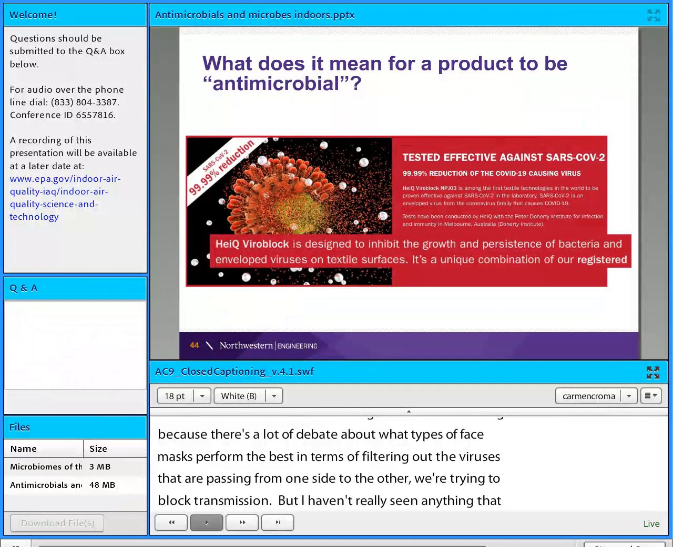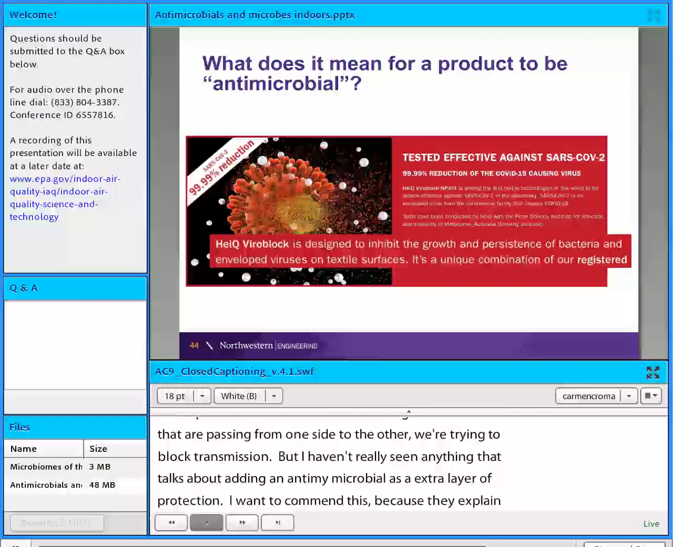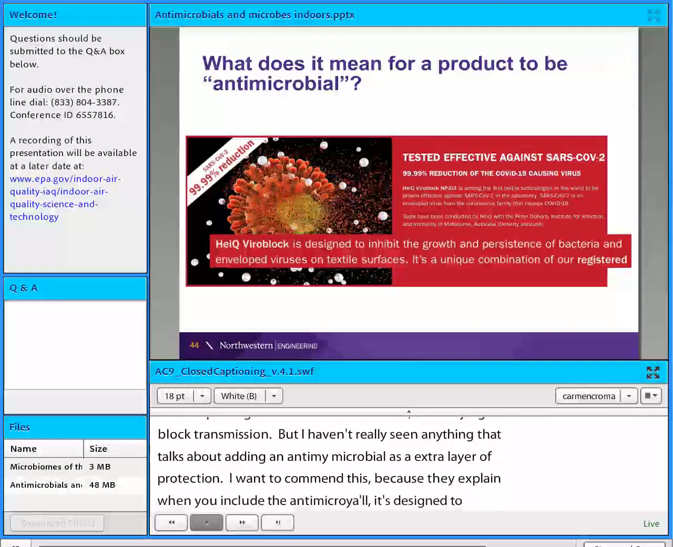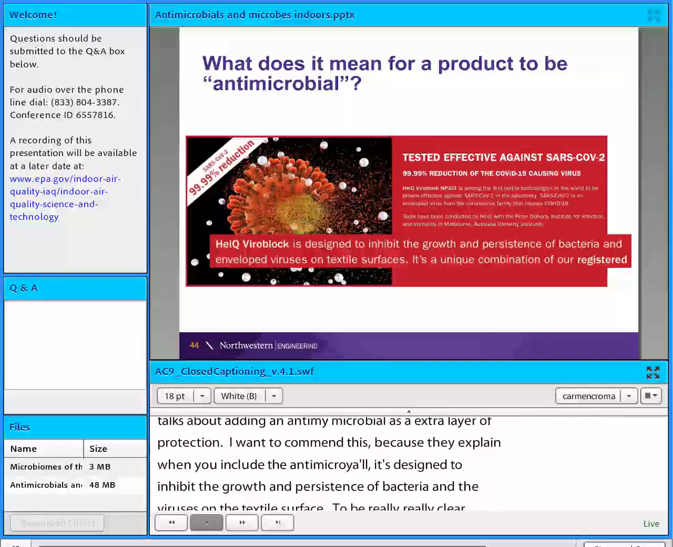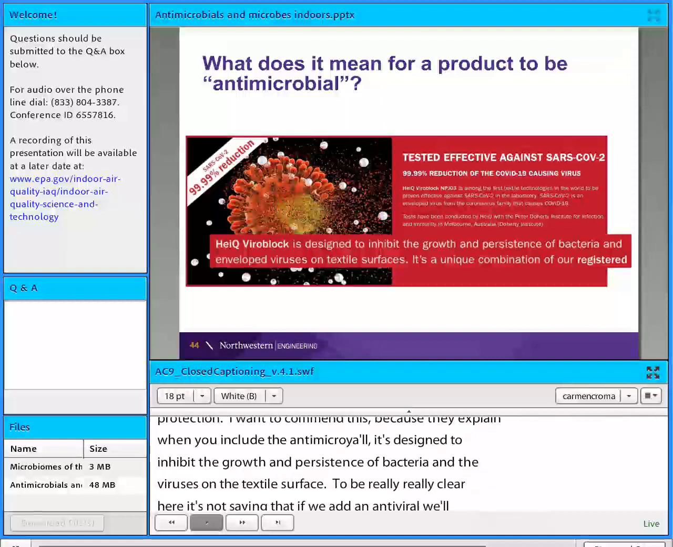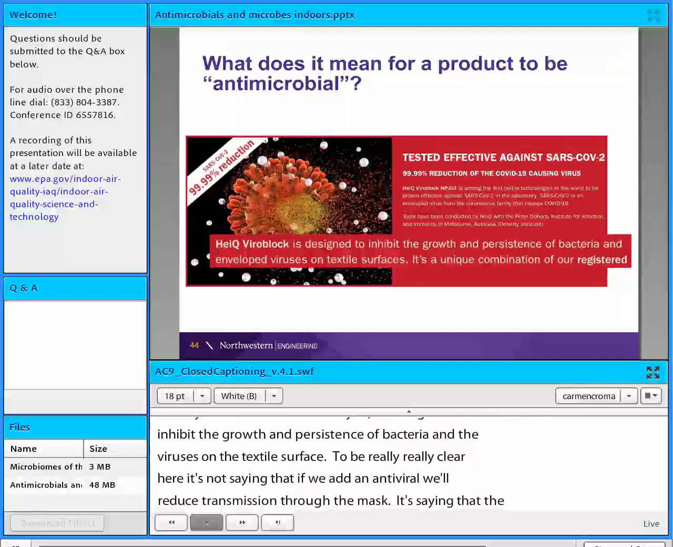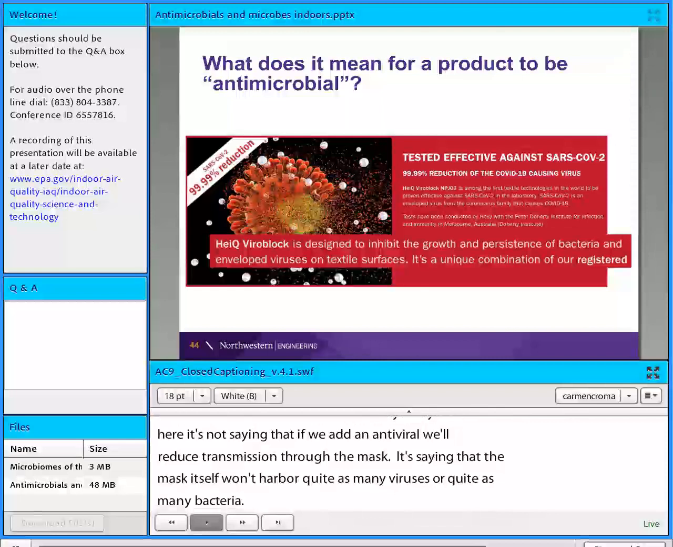And I really want to commend this one company for explaining that their antimicrobial textiles, when you include the antimicrobial, it is designed to inhibit the growth and persistence of bacteria and viruses on the textile surface. So to be really clear here, it's not saying that if we add an antiviral, we're going to reduce transmission through the mask. It's saying that the mask itself won't harbor quite as many viruses or quite as many bacteria. And that's a really important distinction.